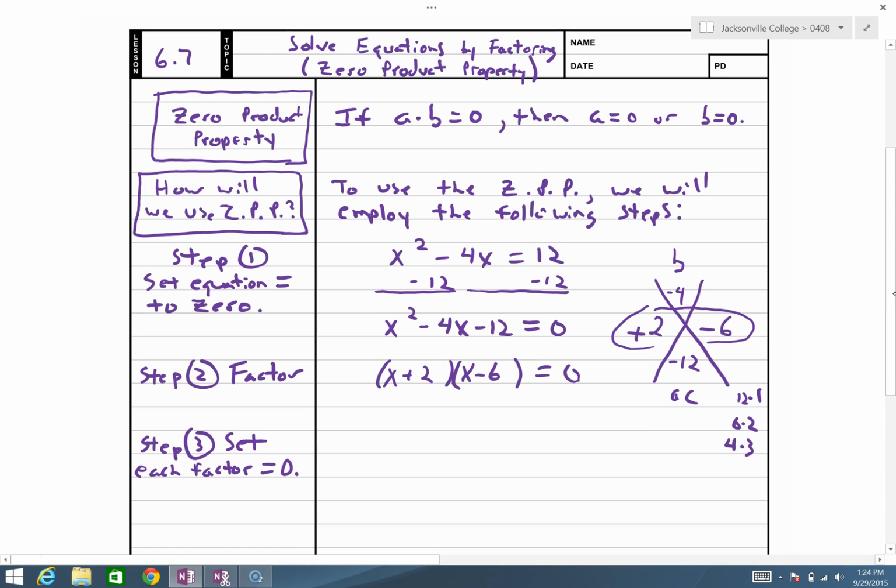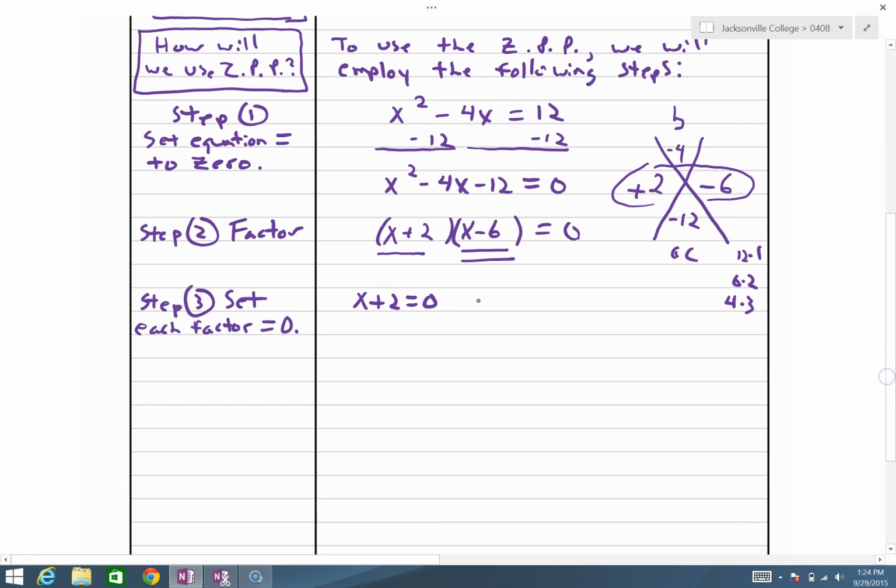Thus, I'm going to set this equal to 0, and separately I'm going to set this equal to 0. So x plus 2 equals 0. Now separately, just a different equation, and this is a little separator line, x minus 6 equals 0. I have two separate equations. One of these two has to be 0. Could be both of them, but one of them must be. So here, solving for x. That's step 3. Step 4. Solve and check.